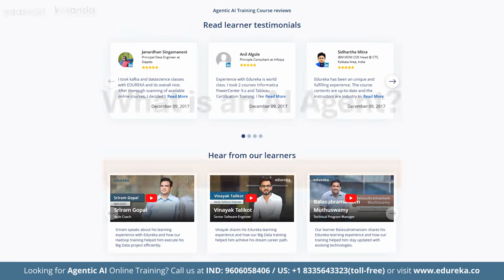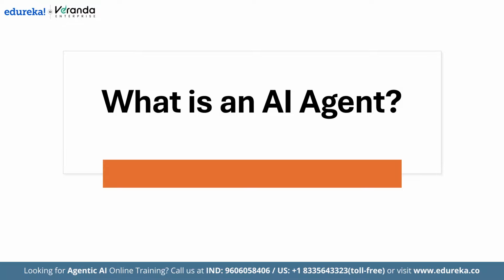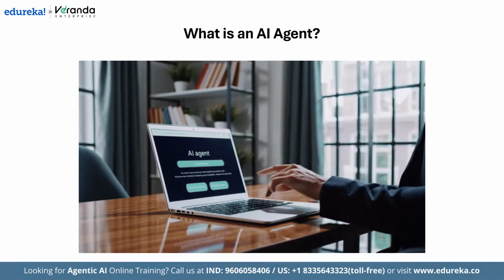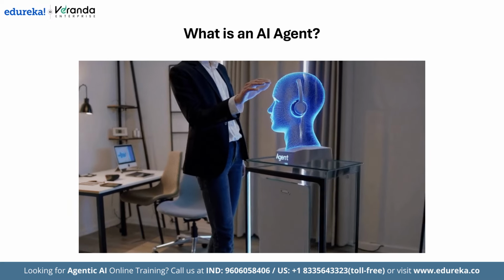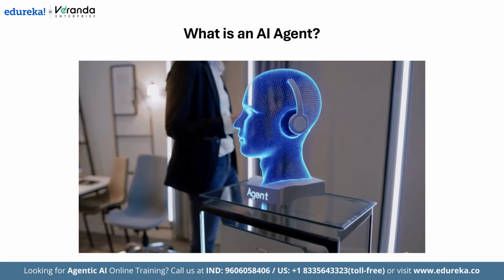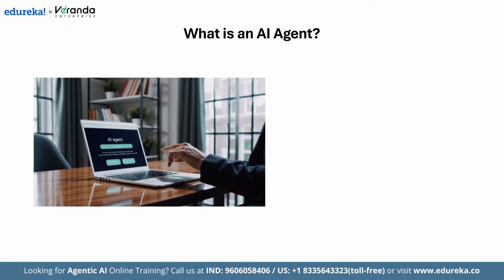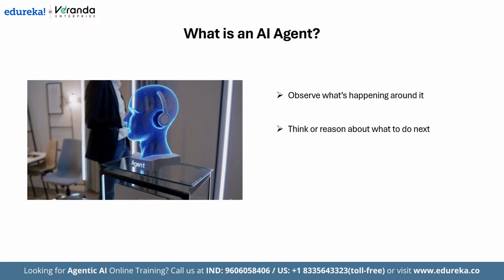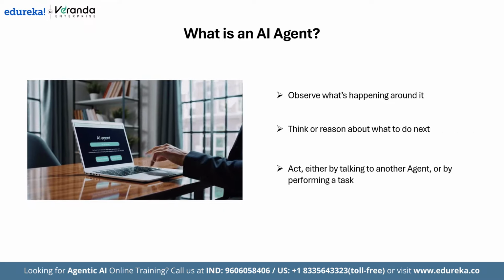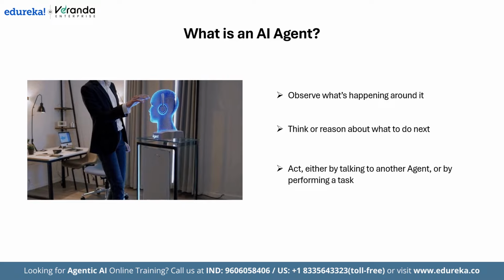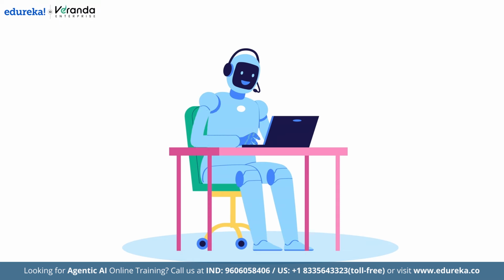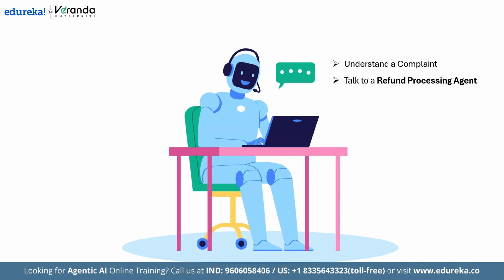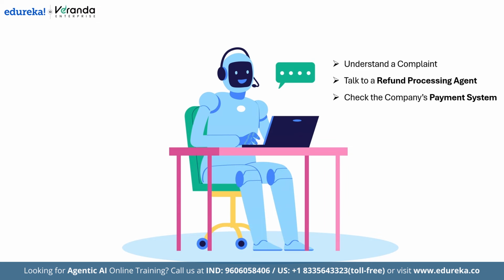So first things first, what exactly is an AI agent? Think of it as a digital helper that doesn't just follow commands but can understand goals, make decisions and take actions. Unlike a simple chatbot, an AI agent can observe what's happening around it, think or reason about what to do next, and act either by talking to another agent or by performing a task. For example, a customer support AI agent can understand a complaint, talk to a refund processing agent, check the company's payment system, and resolve the issue without needing human help.